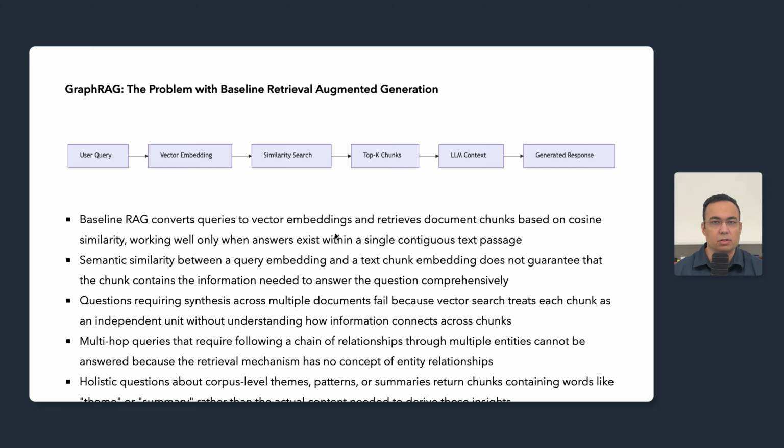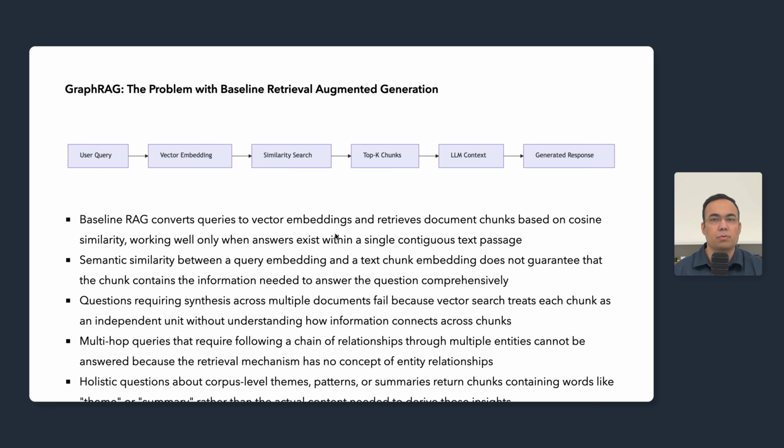However, there's a fundamental assumption baked into this approach that breaks down in practice. The assumption is that the semantic similarity between a query embedding and the chunk embedding guarantees that the chunk contains the information needed to answer the question. In my experience, this assumption fails in several important scenarios. Number one is that the questions that require synthesizing information across multiple documents simply cannot be answered well because vector search treats each chunk as an independent unit. The retrieval system has no understanding of how information in one chunk connects to information in another chunk.